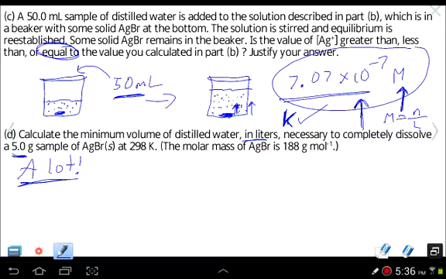Well, let's first find out how much 5 grams is, how many moles 5 grams is. So we can do 5.0 grams divided by the molar mass.